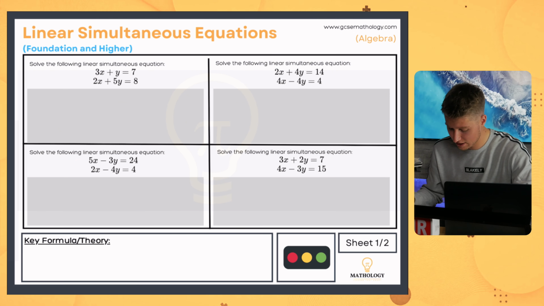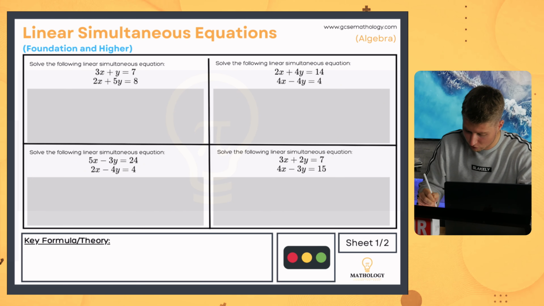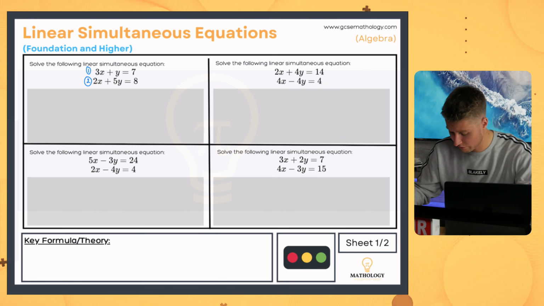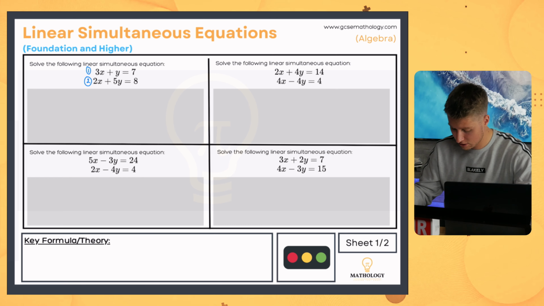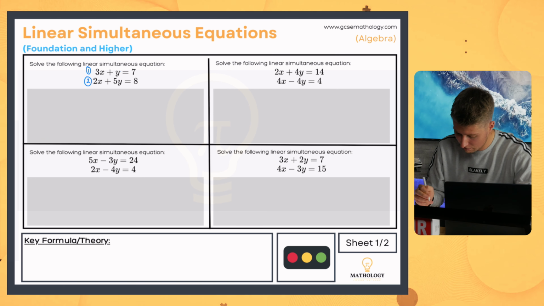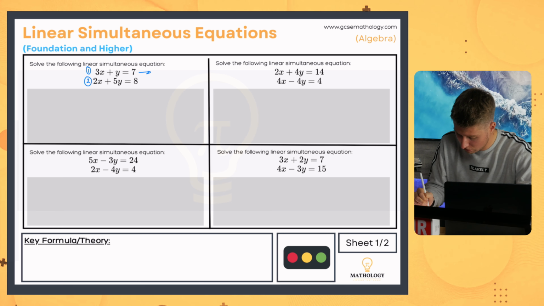So when we're dealing with simultaneous equations, we either need to make all of the x's the same or all of the y's the same. And we do this by multiplying either equation 1 by a number or equation 2 by a number, or sometimes we have to multiply both equations by two different numbers to make the numbers in front of either the x's or the y's the same. So in this case, we can make the y's the same if we multiply equation 1 by 5.